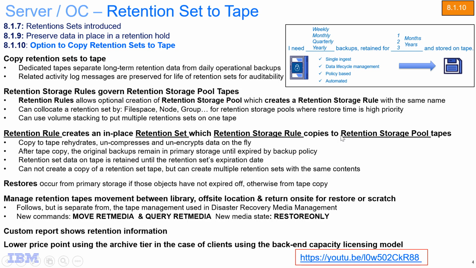So we take our existing retention rules, and now you have the option of creating a retention storage pool. And this is where your retention sets would be stored on tape. And when you create this retention storage pool, it will automatically generate a retention storage rule to actually do the copy out to tape. We do support things like co-location on these tapes, and we also have a concept of stacking where you might only want one retention set on a tape, or you might say, no, let's go ahead and put multiple retention sets on tapes.